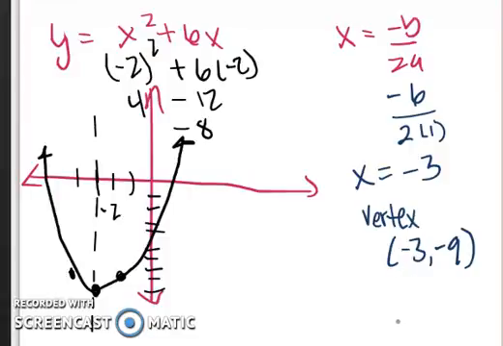Okay, so that's how we do it. First, again, we always use our x equals negative b over 2a. We get our vertex, and we're good to go.